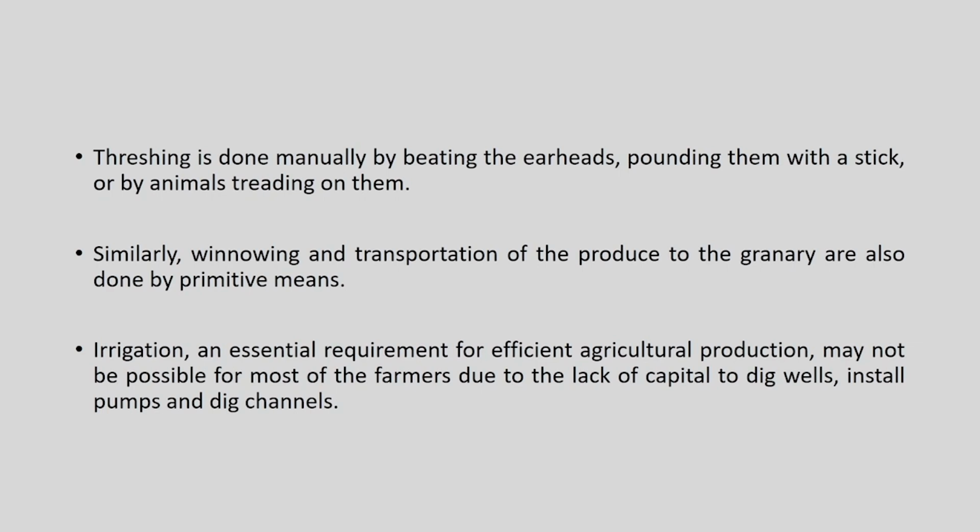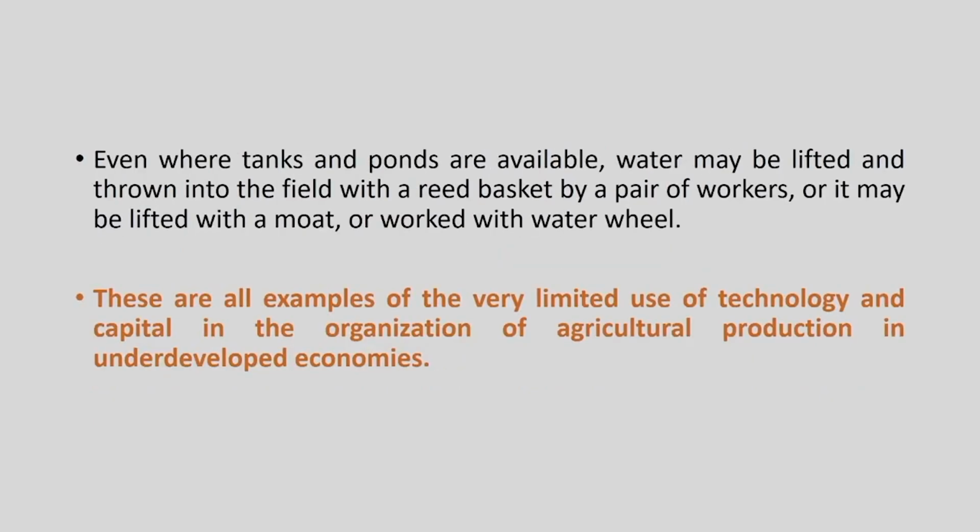Irrigation, an essential requirement for efficient agricultural production, may not be possible for most of the farmers due to the lack of capital to dig wells, install pumps, and dig channels. Even where tanks and ponds are available, water may be lifted and thrown into the field with a reed basket by a pair of workers, or it may be lifted with a mote or worked with a water well. These are all examples of the very limited use of technology and capital in the organization of agricultural production in underdeveloped economies.